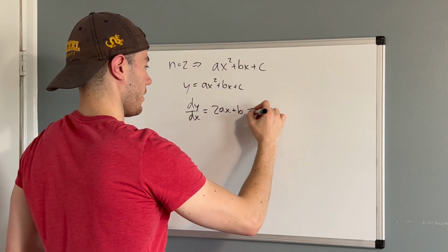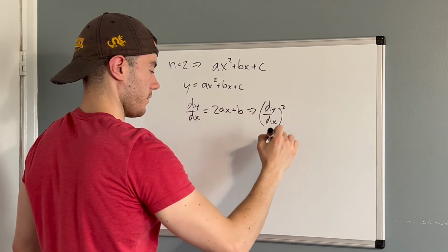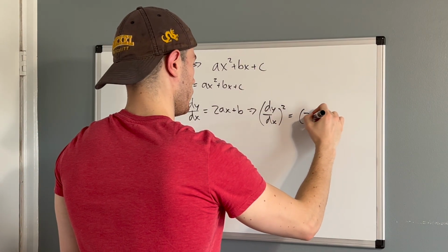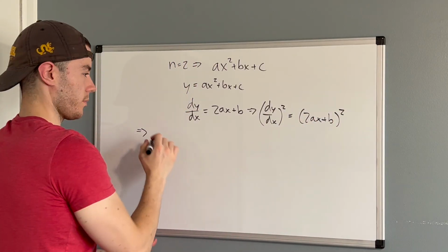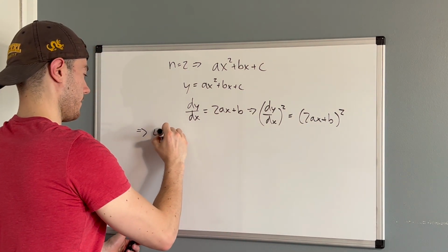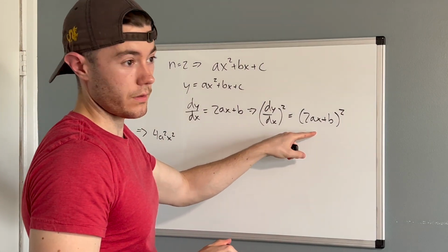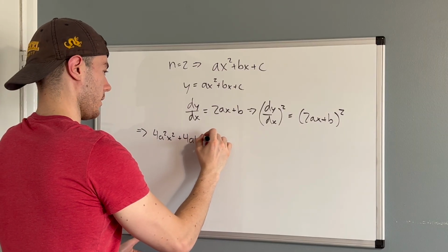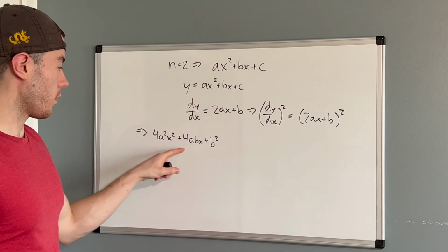I'm going to square it, dy/dx squared, not the second derivative, but the first derivative squared. It's going to be equal to (2ax plus b) squared. That's going to multiply out to 2ax squared, which is 4a squared x squared. The cross terms will be 2abx, and there are two of them. That's 4abx plus b squared.